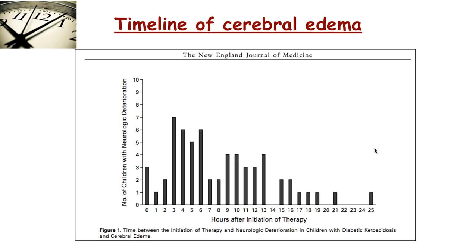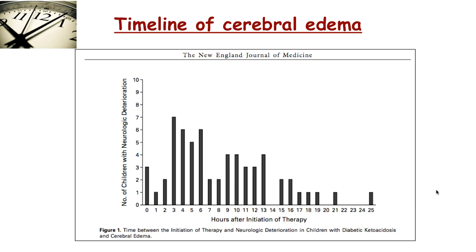This is an interesting graph again from a study published in NEJM. In this graph, this is the timeline of developing cerebral edema. You see that certain patients have developed cerebral edema at the start, even before you have begun the treatment. So they come with cerebral edema. They come with features of cerebral edema in the emergency itself.